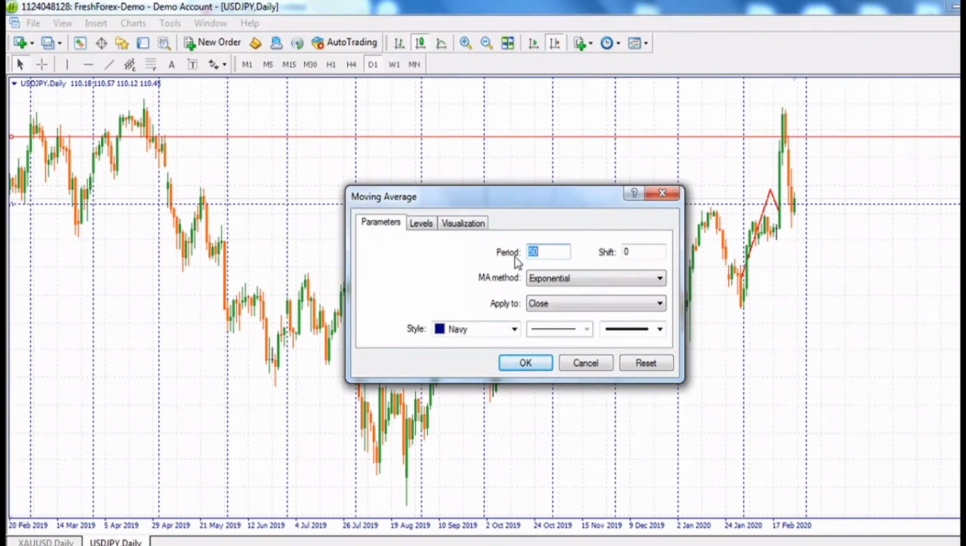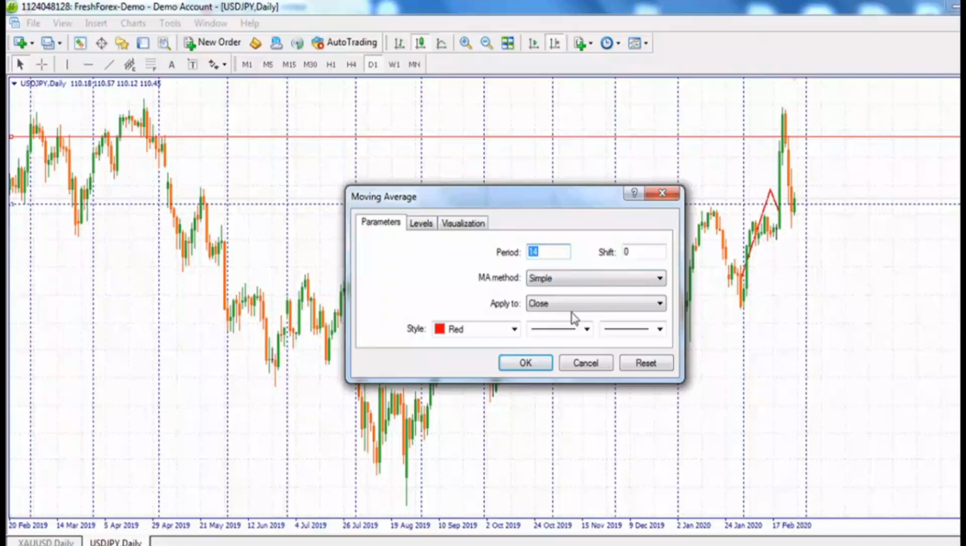So if you have period as 50, what period stands for is basically the number of candles back. We find the average of the past 50 candles. This is what it stands for. By default, this is always 14, which means we use the simple moving average method, and then we apply to close, which means we are finding the average close for the past 14 candles.